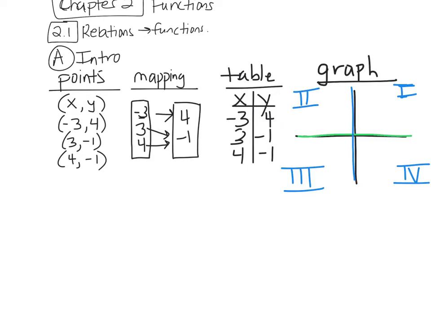All right, then we're going to go -3, 4. So -3, +4. So -3 on the x-axis, +4 on the y. You know how to plot points, right?